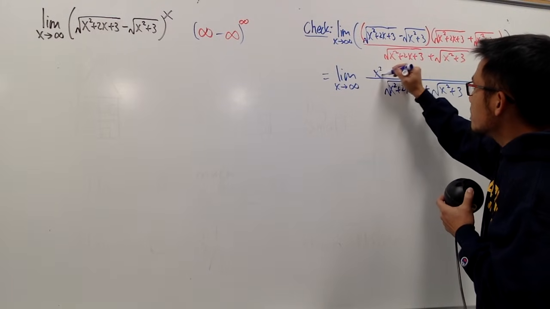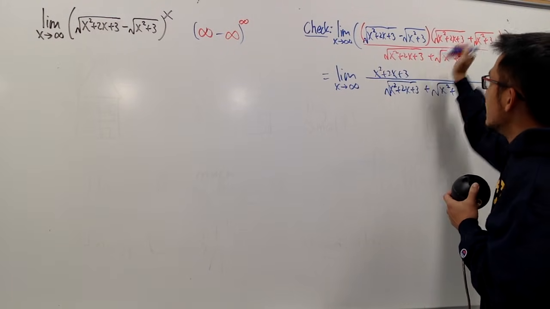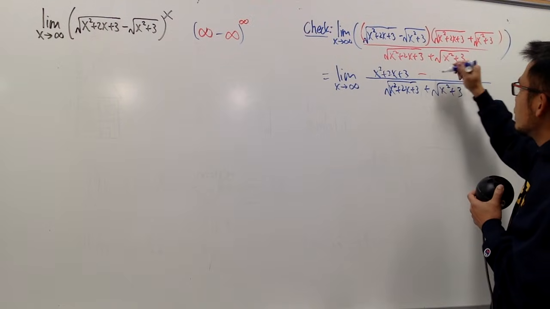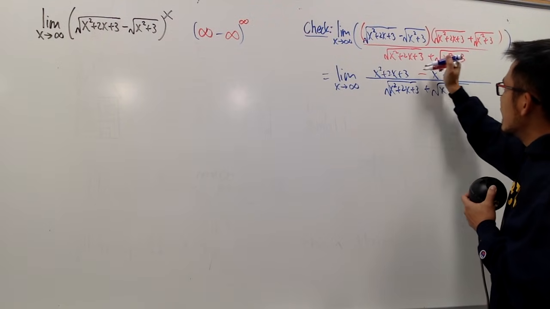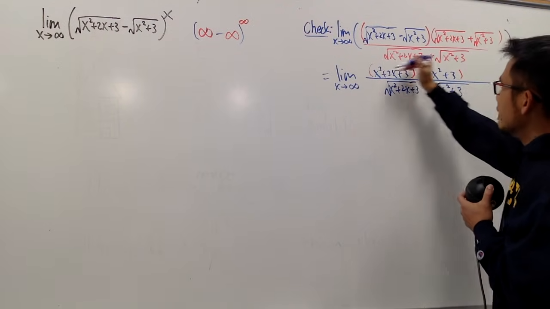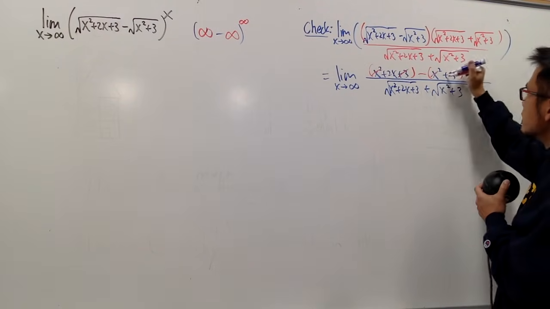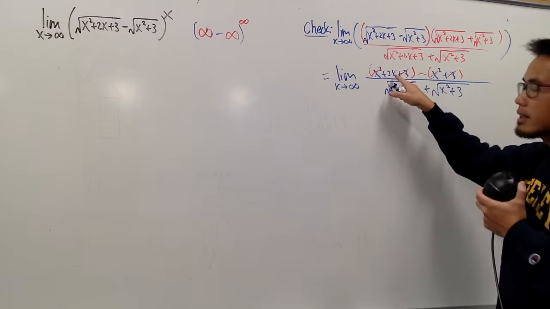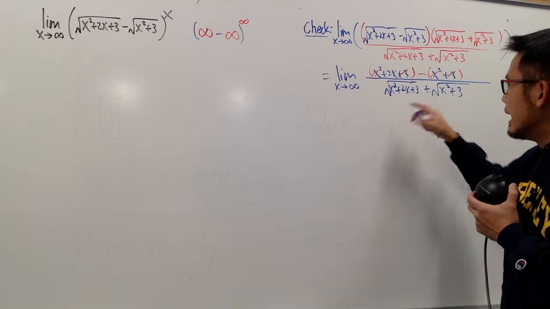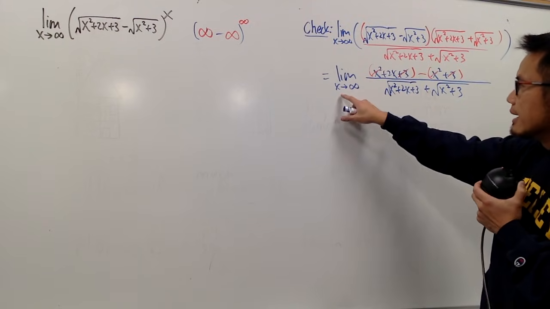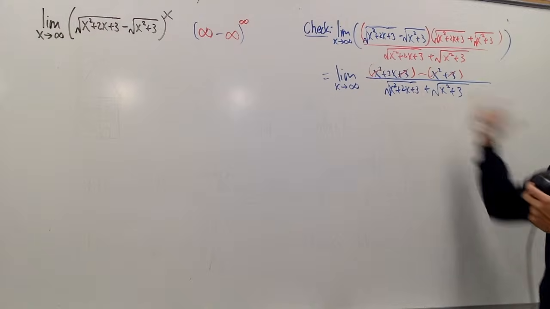So this is x squared plus 2x plus 3, but we'll subtract this thing squared, which is x squared plus 3, right? So be sure you put parentheses, and now cancel this out because x squared minus x squared, and also 3 minus 3, right? So that's good. And on the top, we have a 2x left. And this is now the limit as x goes to infinity, 2x on top over this, right?